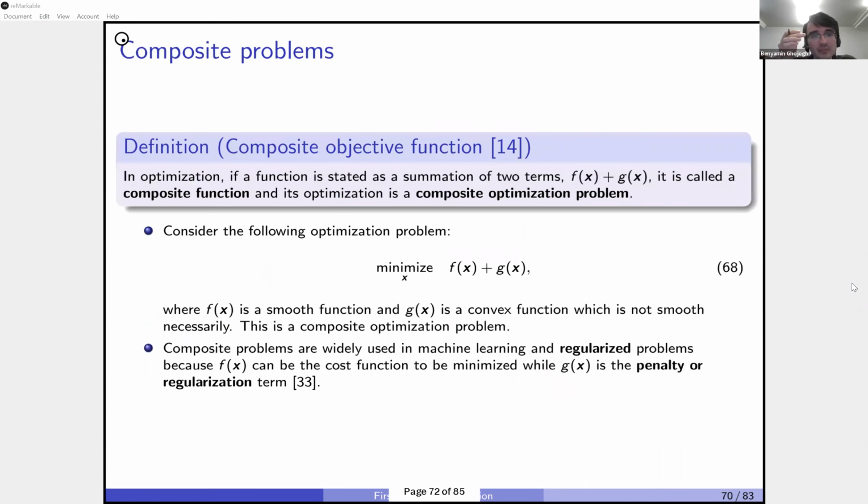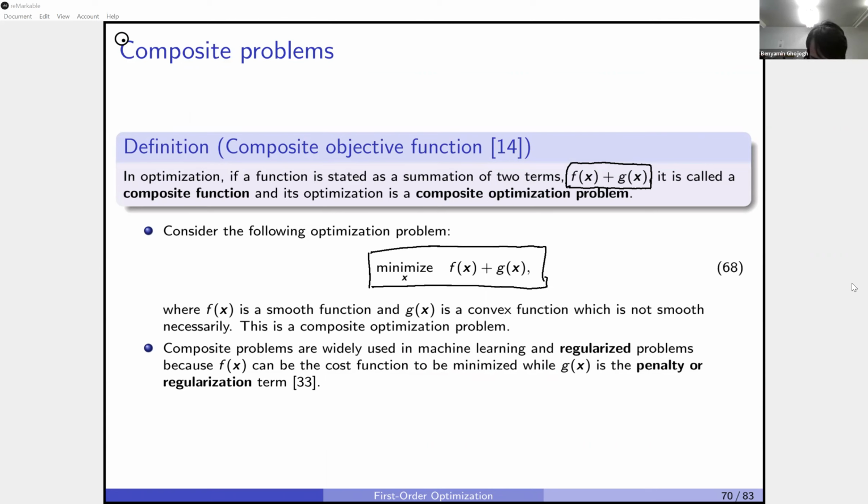Now we also have composite functions. I'm going to explain another first order algorithm related to proximal mapping. All of these are related to proximal mapping. So assume you want to minimize f of x plus g of x. Sometimes you have minimization of f of x plus g of x, not just f of x.